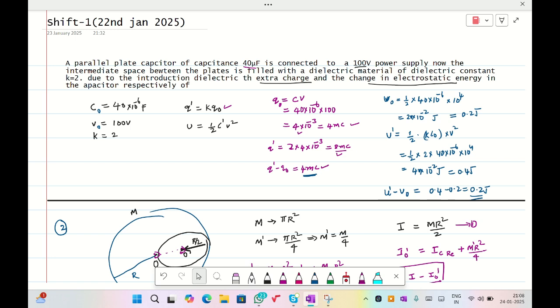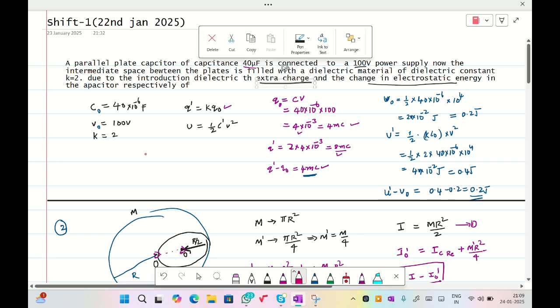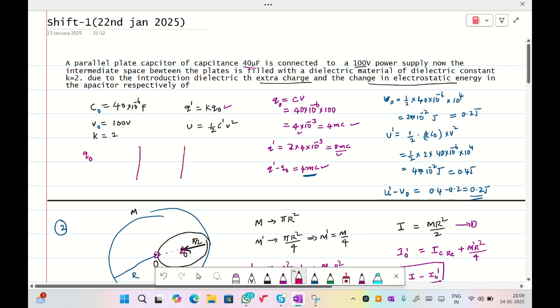There is a parallel plate capacitor given, the capacitance of the capacitor is given. In the same way, the potential V volts is given. From the given data we can find Q naught, the initial charge on the plates.